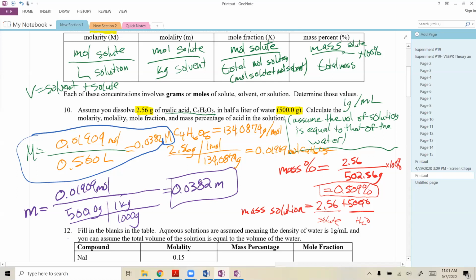It just happens to be that way with water because water has that density of 1 gram is 1 milliliter. And so as long as our solution's total volume is the same as the volume of water, then its molarity and its molality will be the same. But if we use a different solvent, they don't always match up. So it's just a special case with water.